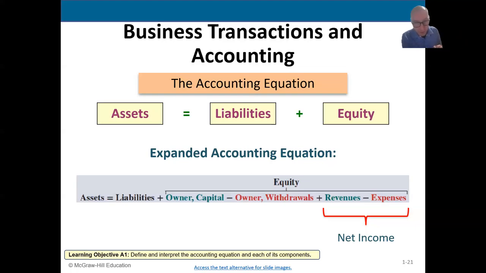The equity part is what the owners put into the business, minus what the owners take out of the business through withdrawals or dividend payments, plus net income. Net income is derived from revenue minus expenses.